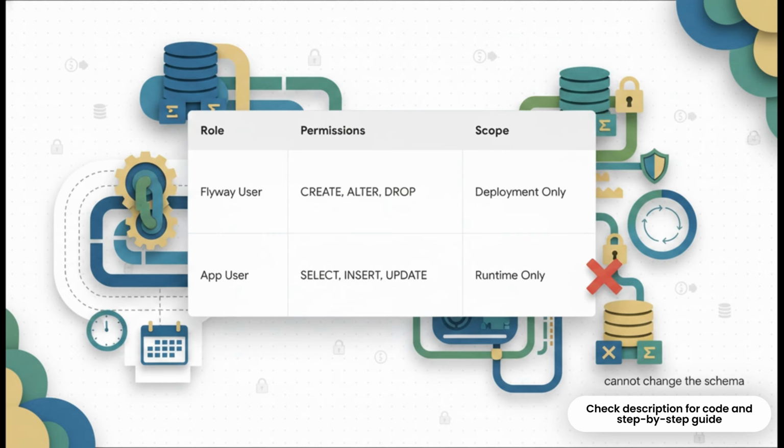But here is the kicker. Its scope is strictly limited to the deployment window. It's only active while that CI/CD pipeline is actually running. Second, we have our app user. This user is heavily restricted. It only gets the day-to-day runtime permissions it actually needs to function. So just select, insert, update, and delete. The app user absolutely cannot, under any circumstances, change the schema.